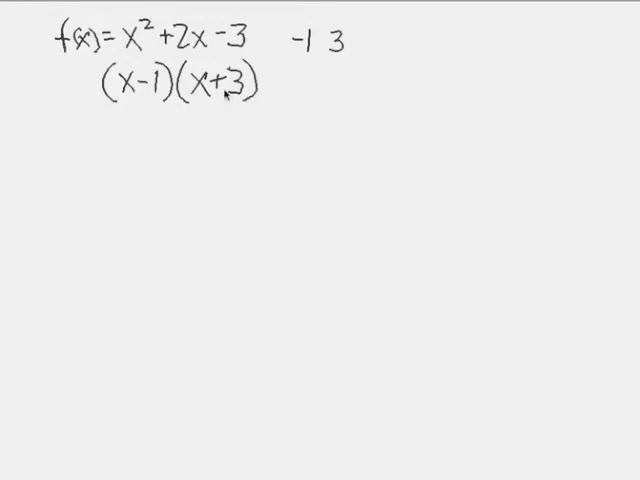Okay, now that I've got my factors, I can get my roots. Number I put in here to make this 0 would be 1. Number I put in here to make this factor 0 is -3, just the opposite of these two. So my roots, 1 and -3. So now I can make my graph.